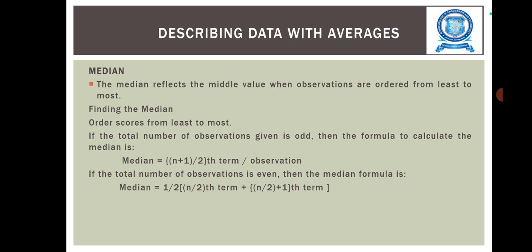If the total number of observations given is odd, then the formula to calculate the median is: median equal to the (n plus 1) divided by 2th term of the observations. If the total number of observations is even, then the median is equal to 1 by 2 times the (n divided by 2)th term plus the (n divided by 2 plus 1)th term.